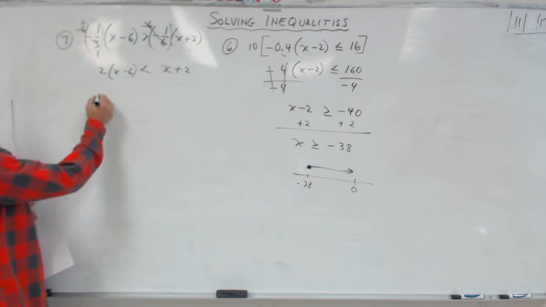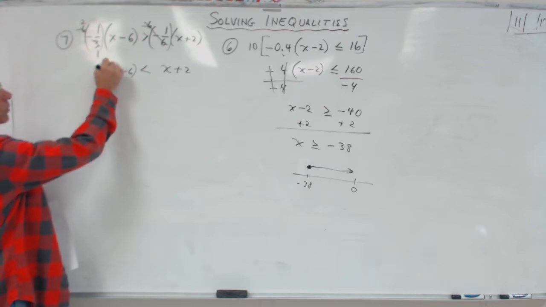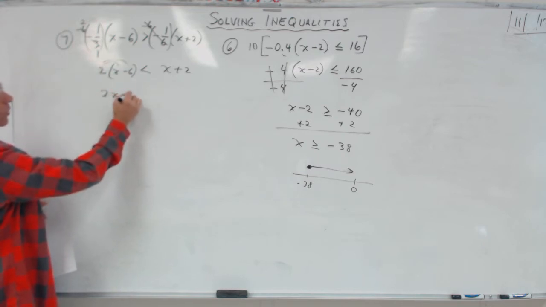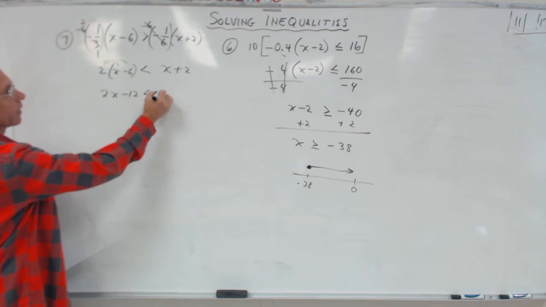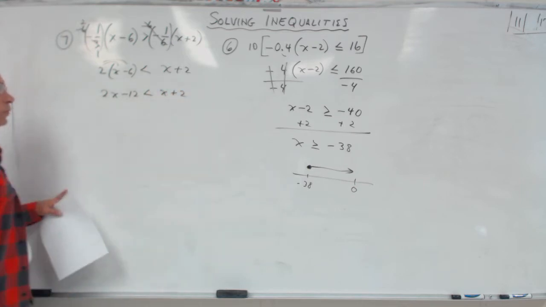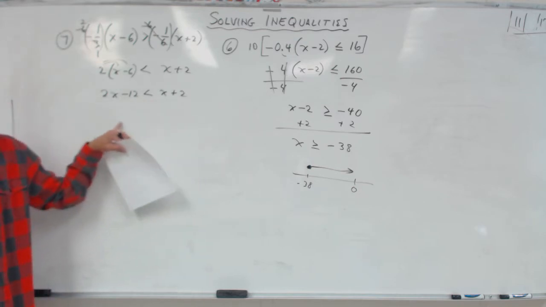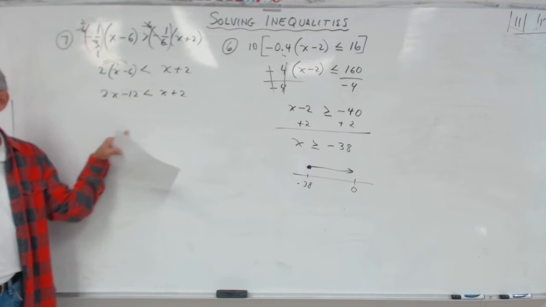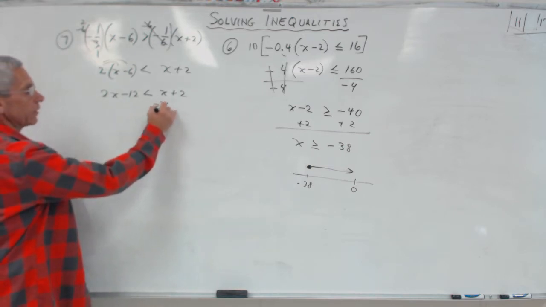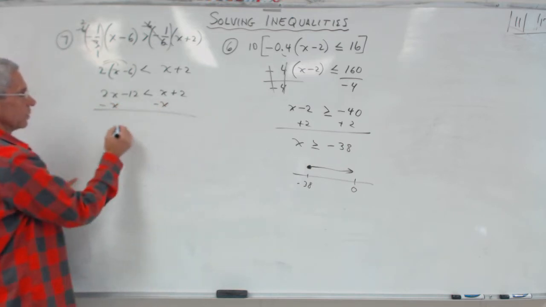So now what do I do? Distribute it properly. So 2x minus 12 is less than x plus 2. What do I do now? You would subtract x from each side. First thing is if you see x's on both sides, you want to get them on the same side, right? Subtract x, subtract x.